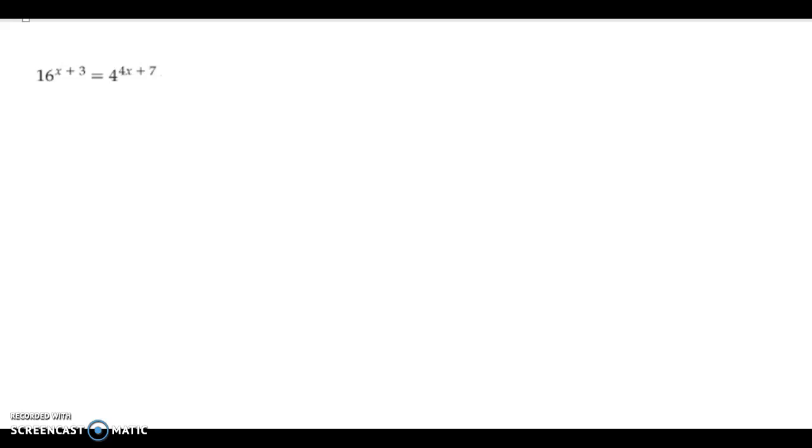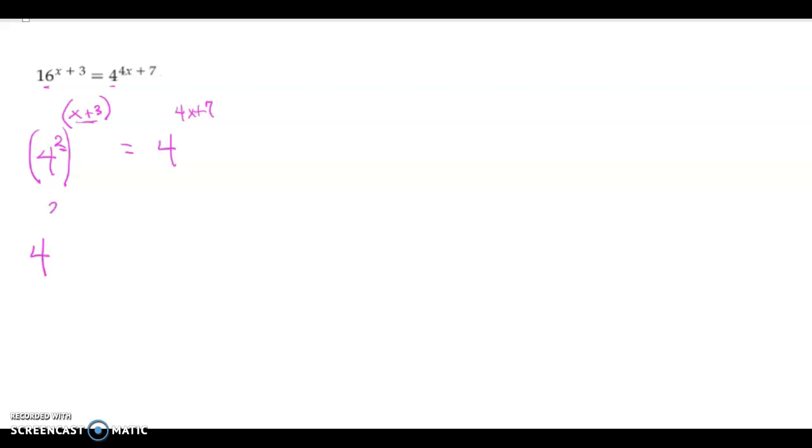The next problem, I'm going to look at my two bases, 16 and 4, and I want them to have the same base so that I could use the one-to-one property. So I'm going to change 16 into 4 squared. And then it's got the same base as the right-hand side, 4 to the 4x plus 7 power. When I have a power to a power, I multiply my powers. That is the only time you multiply powers together. And don't forget to distribute the 2.